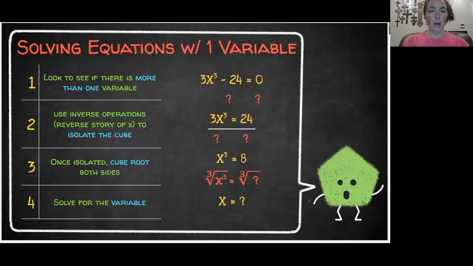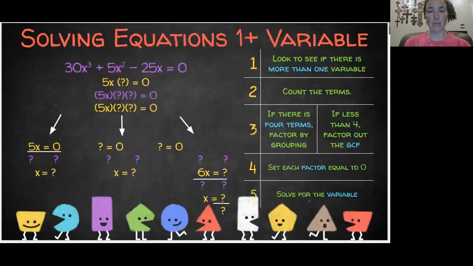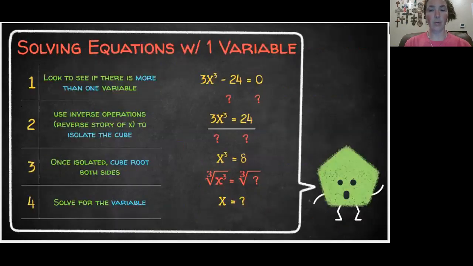So first and foremost, solving equations with one variable. The first thing that you have to do is look to see if there's more than one variable in the equation, meaning is there an x squared, is there an x? Later on today, you're actually going to see that there are equations that have numerous x's in them, but that's not what we're talking about right now. So first of all, here's our equation, 3x cubed minus 24 equals 0. There is only one variable in this equation, it is x.